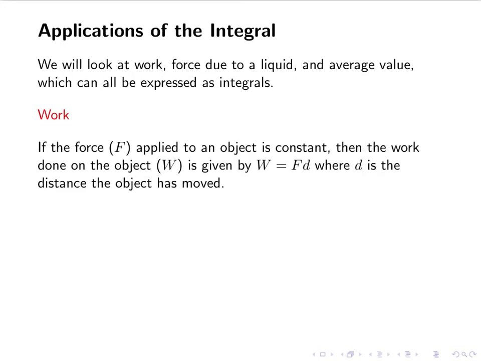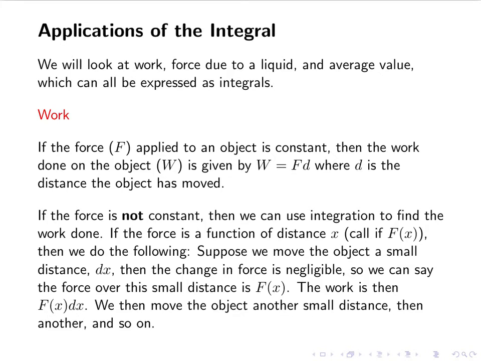If the force, which we call F, applied to an object is constant, then the work done on the object, which we call W, is given by W equals Fd, where d is the distance the object has moved. If you've taken a physics course before, you've probably seen this formula come up. What we're going to look at, though, is when the force is not constant.